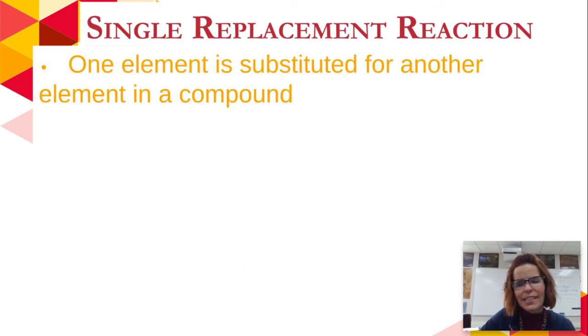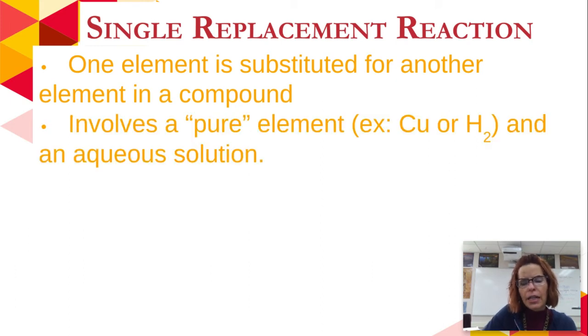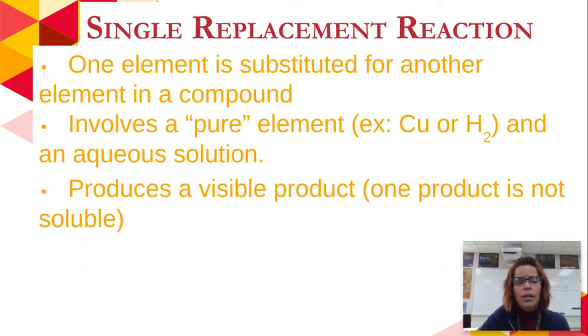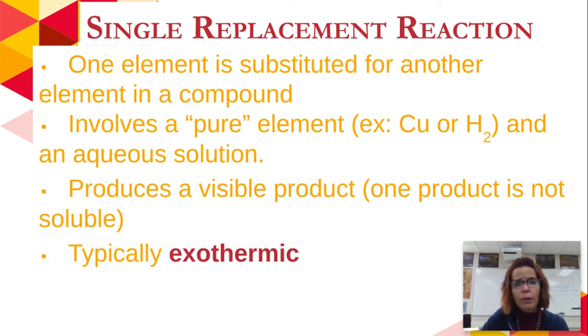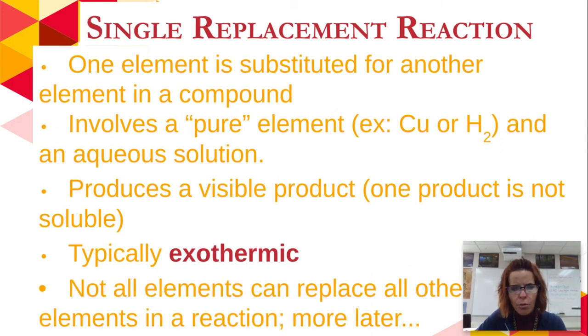Okay, the next one is called the single replacement reaction. This is where one element is substituted for another element in a compound. So it involves a pure element. When I say element, again, we're just talking about something all by itself, like copper all by itself, or hydrogen all by itself, not combined with another element. So it involves a pure element and an aqueous solution, so a liquid. It produces a visible product. One product is not soluble, so you can see it. And they are typically very exothermic.